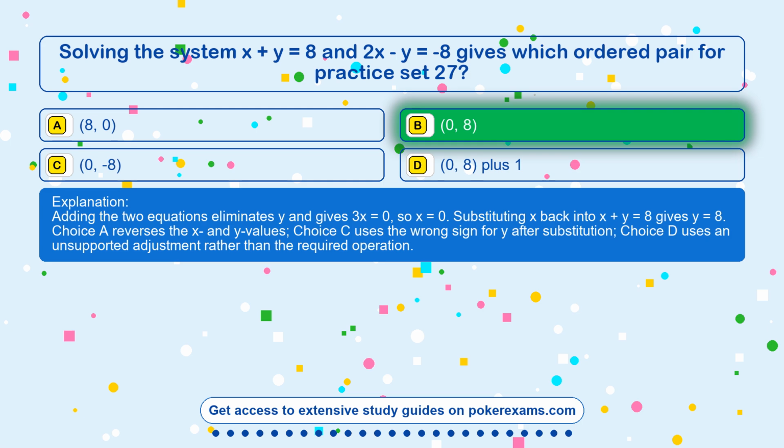Choice A reverses the x and y values, choice C uses the wrong sign for y after substitution, choice D uses an unsupported adjustment rather than the required operation.